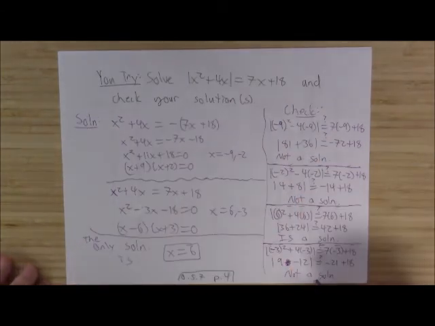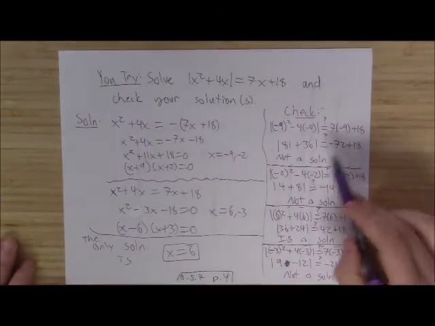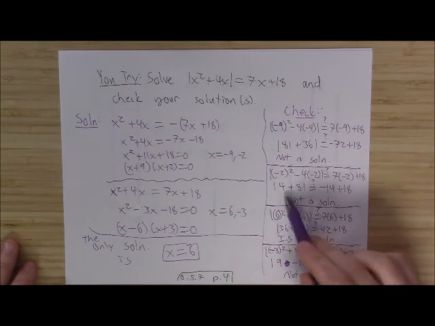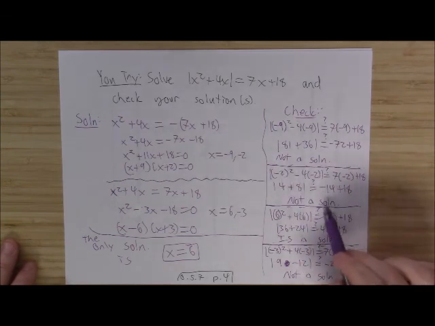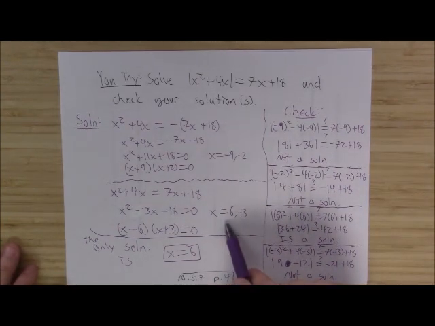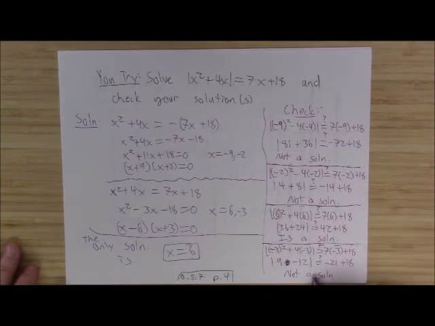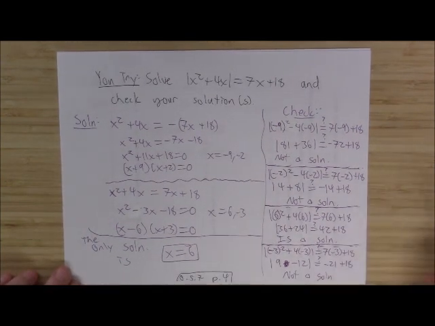But I have to go through and check all the solutions. Here, checking negative 9, we see it will not be a solution. Checking negative 2, we see it's not a solution. Checking 6, we see it is a solution. And checking negative 3, we see it is not a solution. So the only solution is x equals 6.